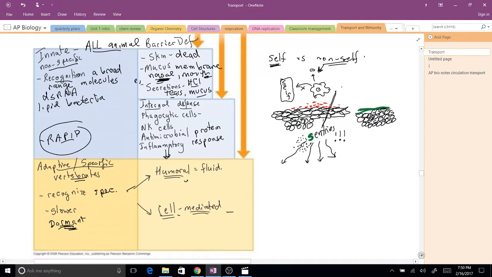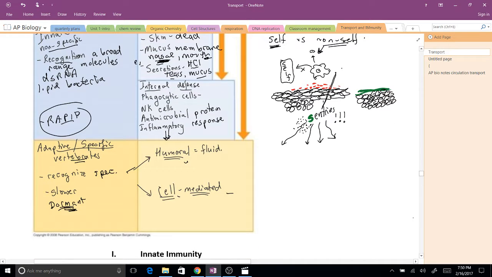Now, waiting behind the scenes would be our adaptive or specific immunity, and this we see with vertebrates. Vertebrates have adaptive and specific immune cells. Now, these, just as the name implies, are going to be recognizing specific molecules that belong to specific pathogens. And we're going to take a look at how that happens.